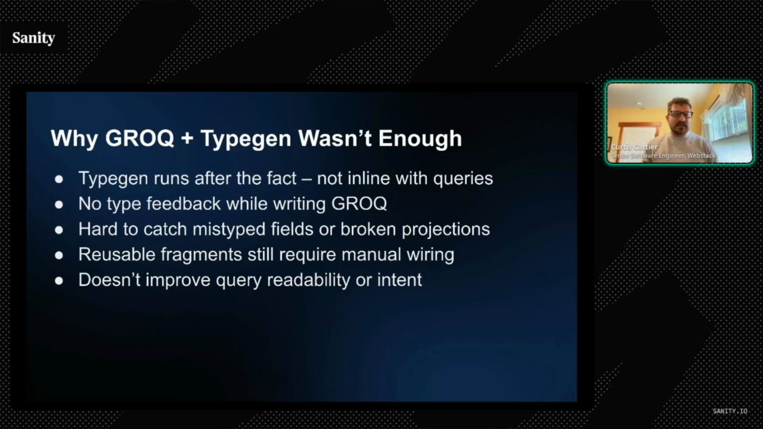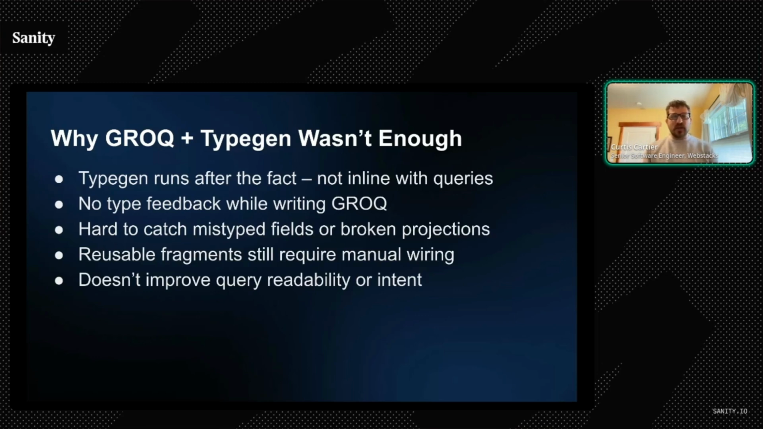We tried using standard tooling, write the Grok query, then run the Sanity type gen to generate the types from the response, and that works to a point. But the process was always reactive. You write your query, then generate the types afterwards. If the query is broken or if it doesn't match what your component expects, you won't know until the types are generated, or worse, until runtime. The feedback loop was slow.